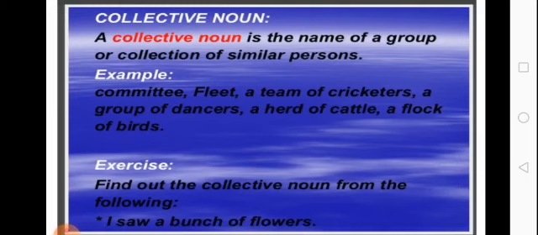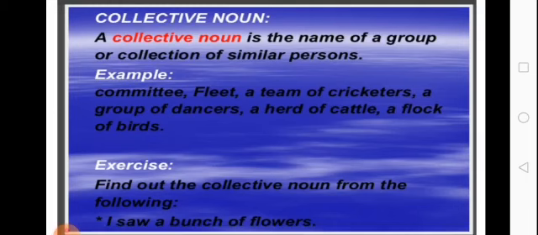Now the next topic is collective noun. A collective noun is the name of a group or collection of similar persons. Clear? If there are a number of persons sitting in a room or standing in a row on any of the road, how will we say that there is a number of persons standing on that road? No, we will say there is a crowd. Clear?